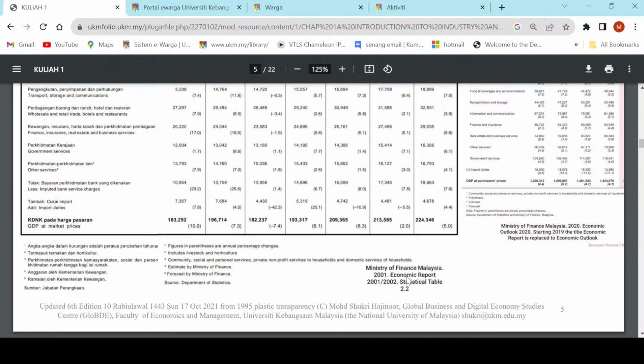So this was published in 2001 for the budget at that time for the year 2002. So you go to the end of the book, there's a statistical table. This is what I got: gross domestic product by industrial origin.